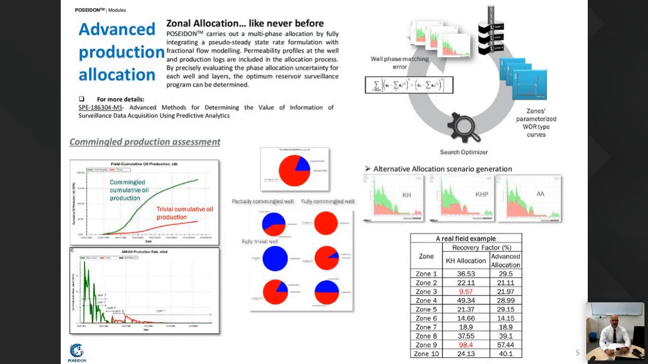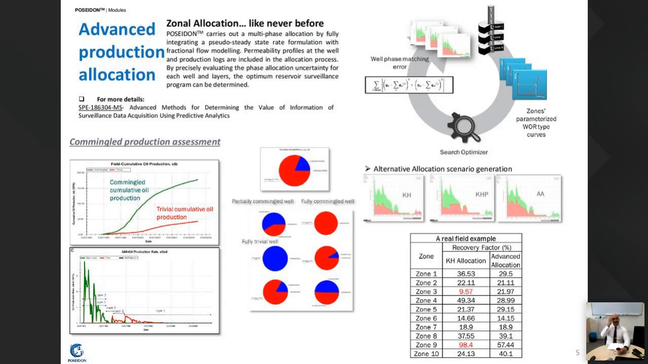In this module, we have some pre-allocation analysis, or we call it the commingle analysis. In the bottom left side, you can see some figures. For example, we provide the user some information about commingled or trivial production at the field level and the layer levels. After that, we can run the allocation process. In our allocation module, we support common methods like KH or KHP. But the issue with these two methods is that the water cut for different layers is the same. Also, the water breakthrough time will be the same for all layers.